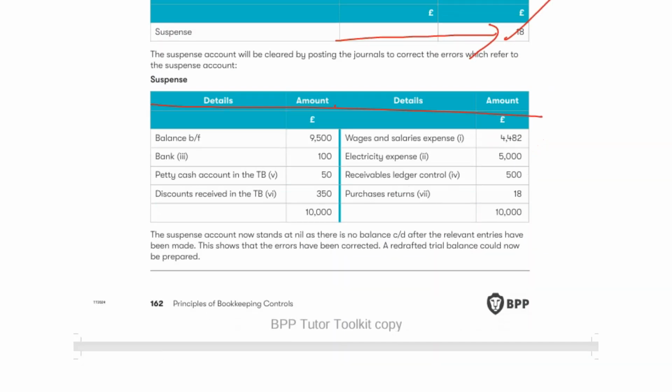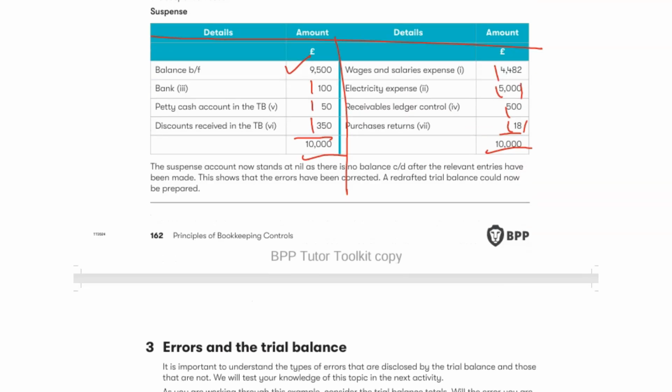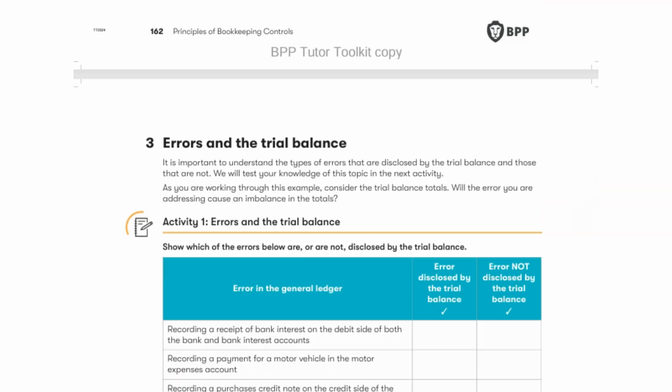When you do the suspense T account, we had a balance, then all the debits of your suspense are put on the debit side, and all the credits of your suspense are put on the credit side. Both sides should agree. If they agree, that means all the errors are corrected. If not, there are still some mistakes. Let's practice more questions in the next videos.